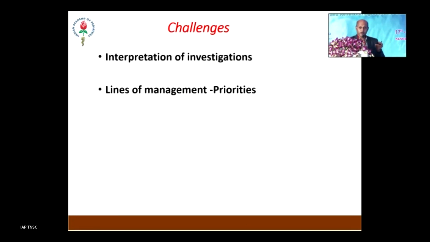The most important thing is, once you make a clinical diagnosis, interpretation of investigations needs to be looked at always with the background of clinical knowledge. Otherwise you will end up with multiple treatments. That's why we need to look at that. We did not think about enteric fever here. We thought in terms of dengue.